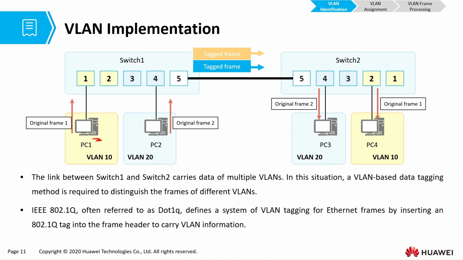Switch 2 then uses your tag to differentiate the traffic, so the frames with VLAN 10 are forwarded to PC4. The same thing applies for PC2: here it is VLAN 20, so it is forwarded to VLAN 20.